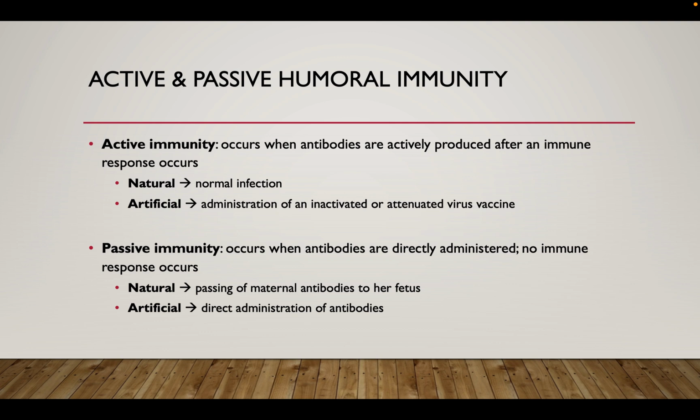Now, with active immunity and with passive immunity, there are two variations. You can have natural and artificial. So you can have natural active and artificial active. You can also have natural passive and artificial passive. Natural for both passive and active means we get it naturally. We're not getting it artificially through some outside source, like at a hospital or a clinic or something like that. It's completely natural.